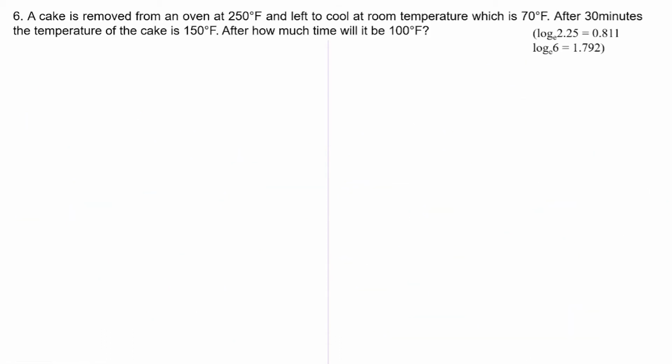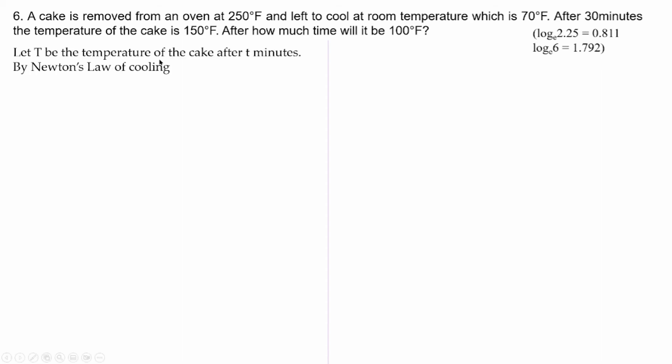Moving on to the next question. A cake is removed from an oven at 250 degree Fahrenheit and left to cool at room temperature, which is 70 degree Fahrenheit. After 30 minutes, the temperature of the cake is 150 degree Fahrenheit. After how much time will it be 100 degree Fahrenheit? So again, this is Newton's law of cooling. Here, when the cake is removed, the initial temperature was 250 degree Fahrenheit and the room temperature is given as 70 degree Fahrenheit. It says after 30 minutes, the temperature of the cake becomes 150 degree Fahrenheit. You need to find the time in which it will become 100 degree Fahrenheit.